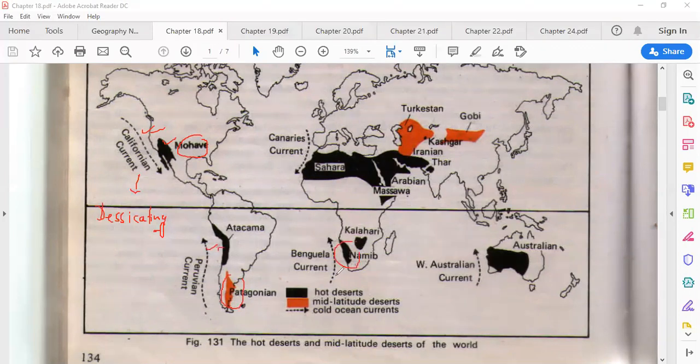See, Namib is there, Venezuela current is passing. Remember these currents, important. Kalahari is there, Sahara, Canaries current, very famous cold current. And again, all these Turkestan, Gobi Desert, and Australia. This is a big desert.